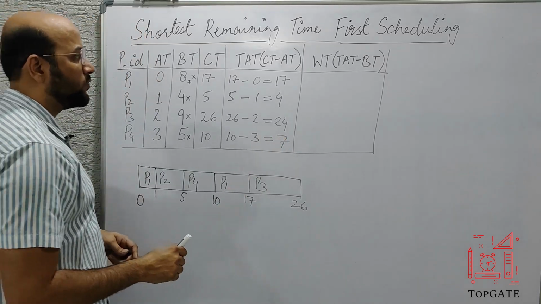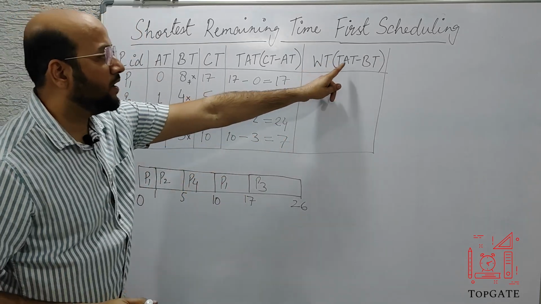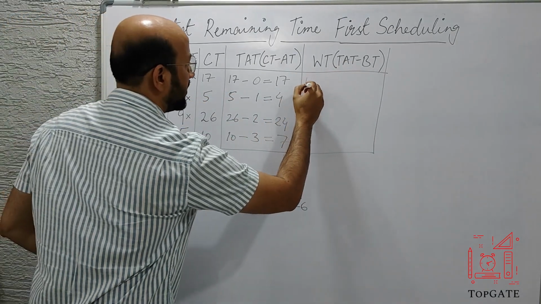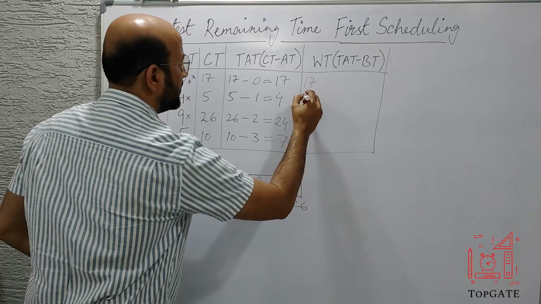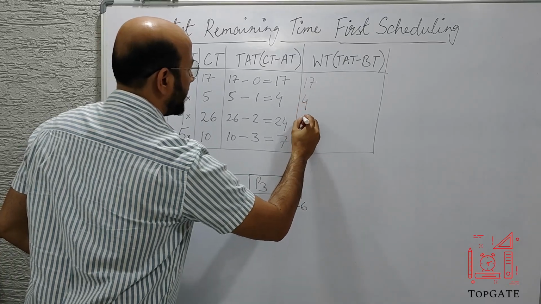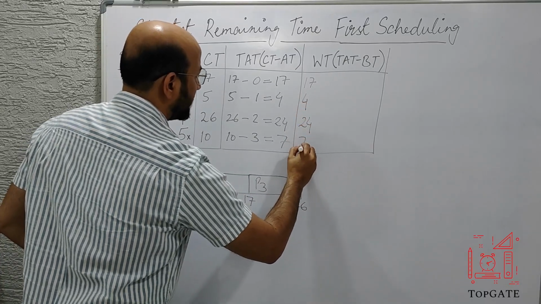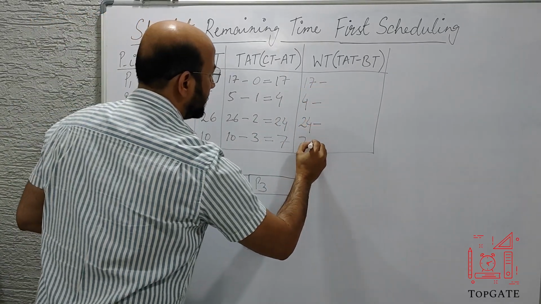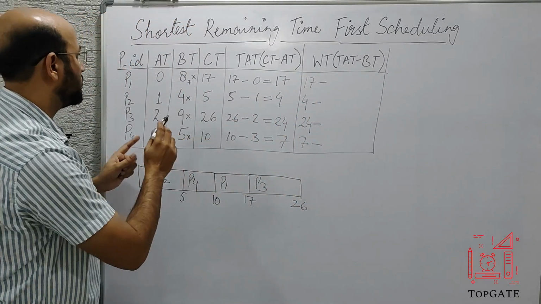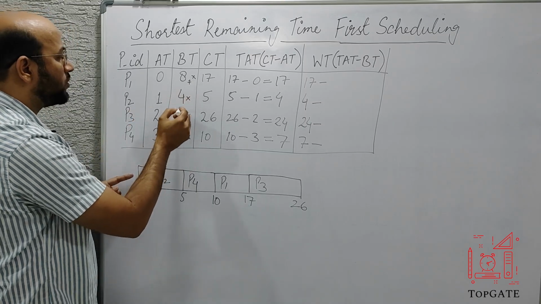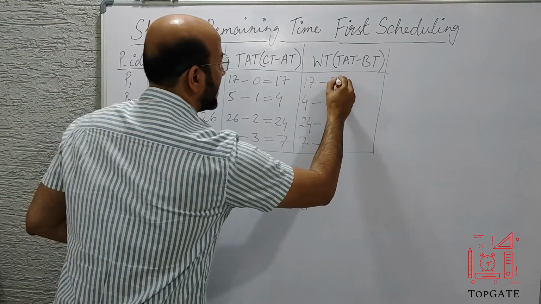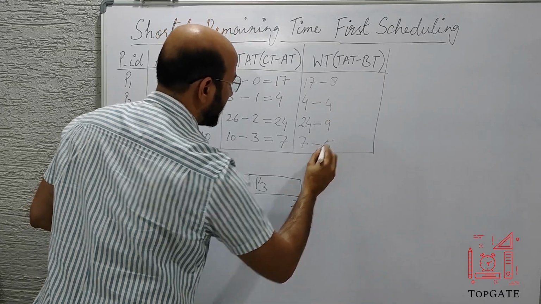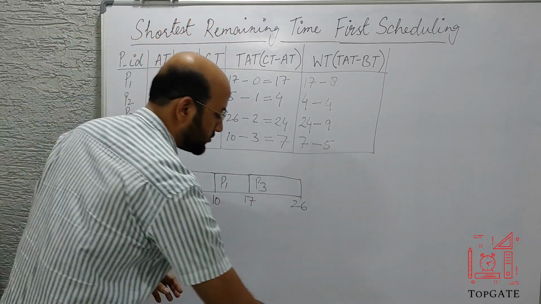Clear? And now the waiting time. Waiting time is turnaround time minus burst time. So I'll simply write the turnaround times right now. That is 17 and then 4, and then 24 and then 7, and then I'll put a minus sign here and then the burst times. So now the burst times are 8, 4, 9, 5. This marker is not working, right?